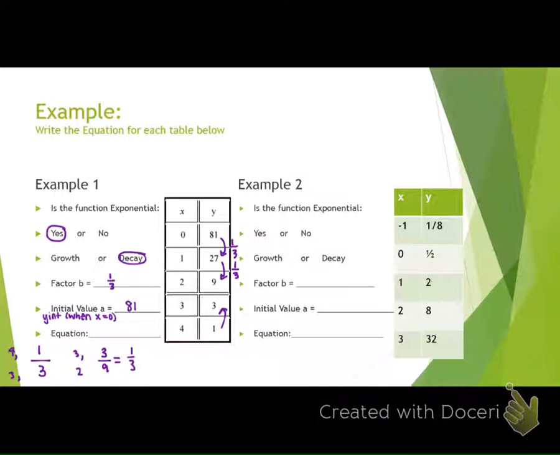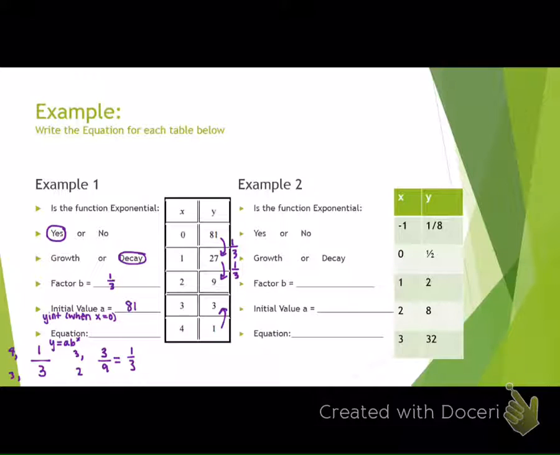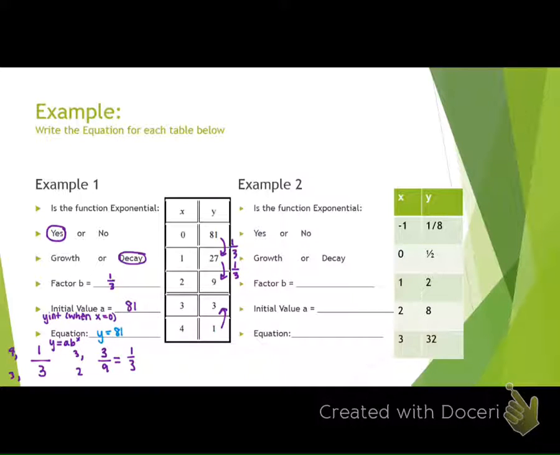So now we just go about writing our equation. Our equation is y equals ab to the x power. So Morgan, plug into that there and give me the equation. Perfect. So it's not too bad, is it?